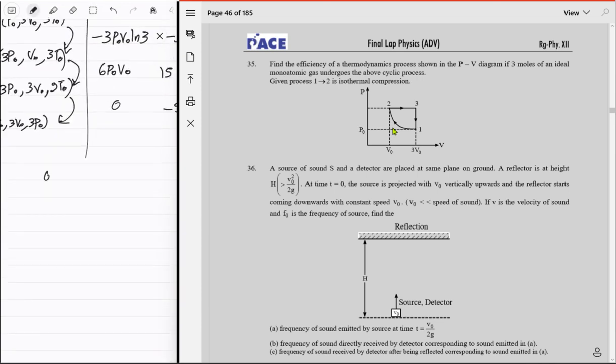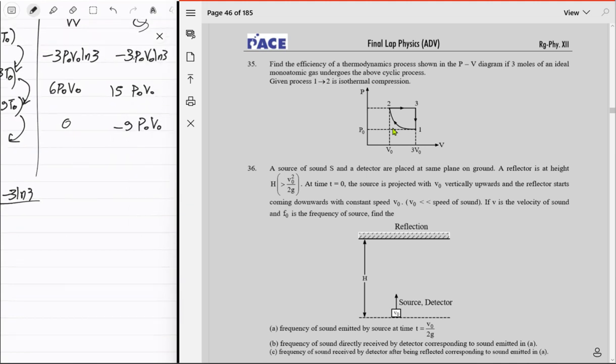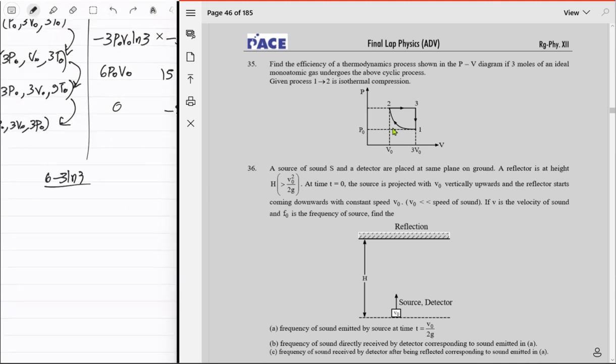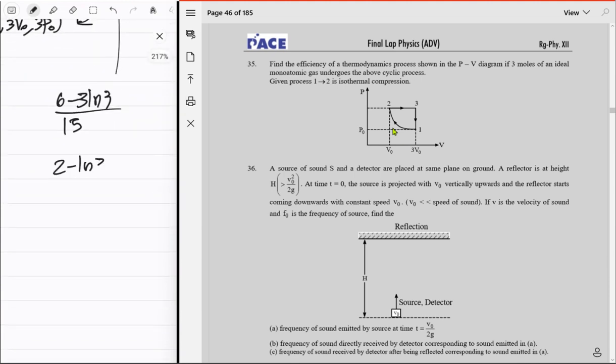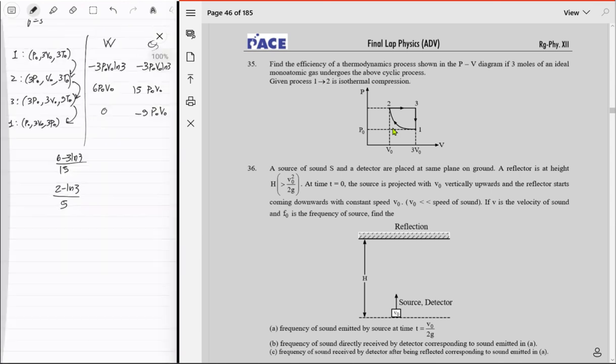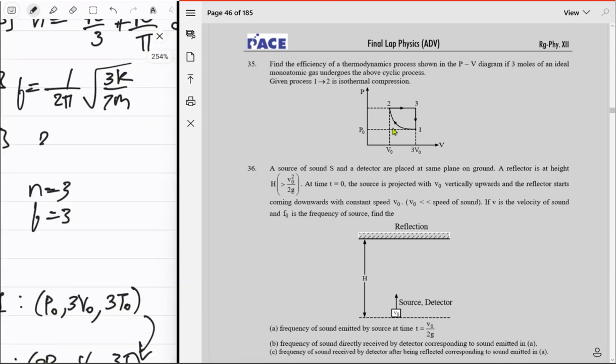Okay, so it's like 6 minus 3 natural log of 3, that's the thing, upon heat given is just this thing. यहाँ पे सिर्फ positive है, everything else just negative. So upon 15, right? Yeah, which is what 6/15, which is 2/5 minus natural log of 3 upon 5. That's the efficiency. Next question.